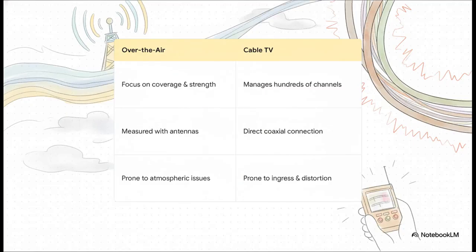And the problems they face are totally different. The over-the-air broadcast engineer is all about raw power and making sure the signal reaches everywhere. But the cable TV tech, they're basically masters of organization, managing hundreds of channels packed shoulder to shoulder. They're worried about noise leaking into the cable from the outside and weird distortions that happen when all those signals mix together. The tools are the same, but the challenges couldn't be more different.